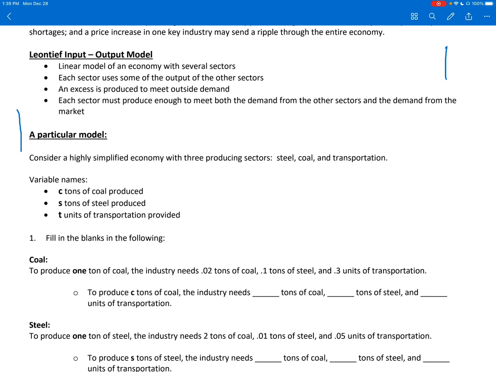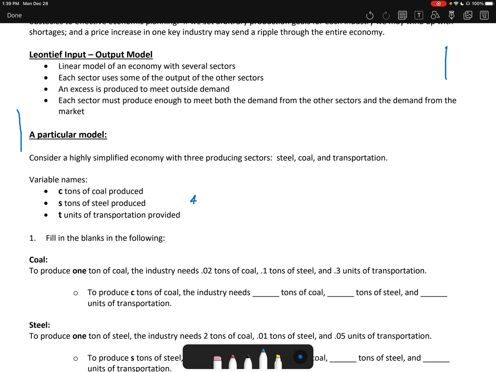So we're going to consider a very highly simplified economy with 3 producing sectors: steel, coal, and transportation. So we're going to have C for coal produced, S for steel produced, and T for transportation produced or provided. So what we want to keep in mind as we go through this work is that when you are making or producing a commodity, that's when you use the variable. Because we're going to be using some of a commodity to make another commodity, and it's when you are making that commodity is when that variable gets used.